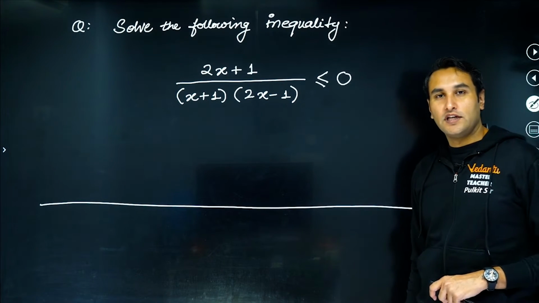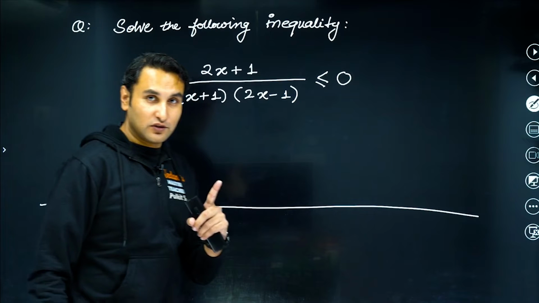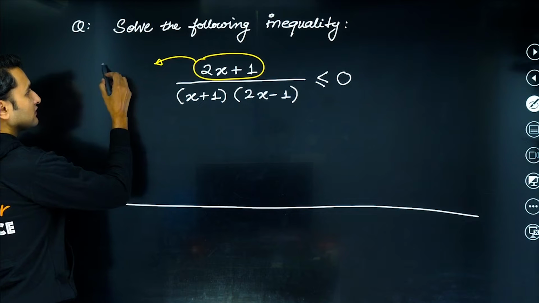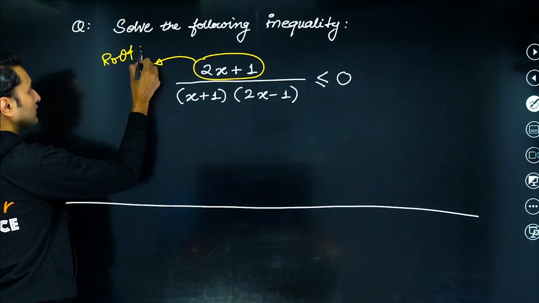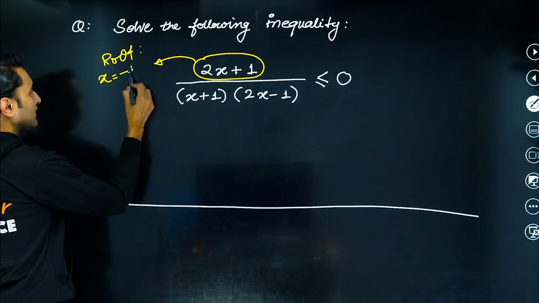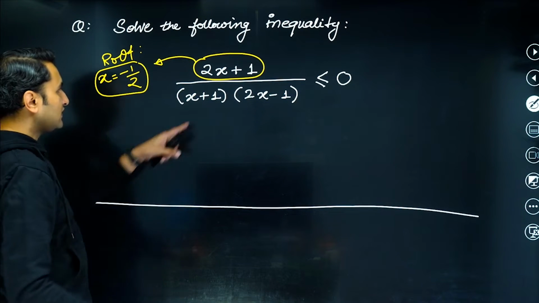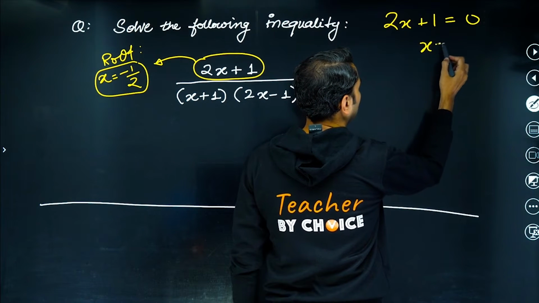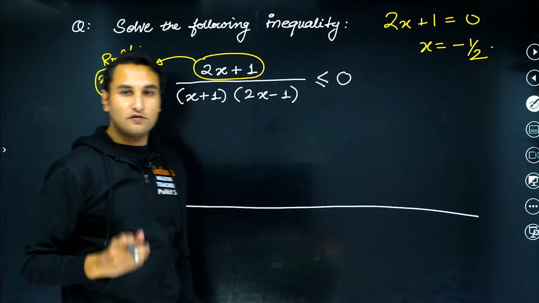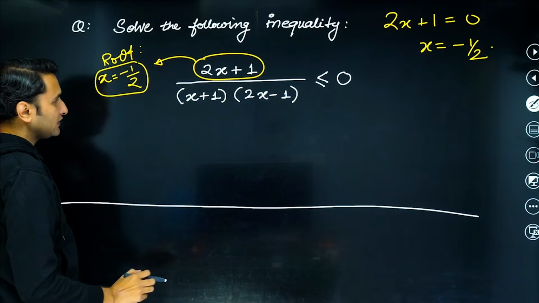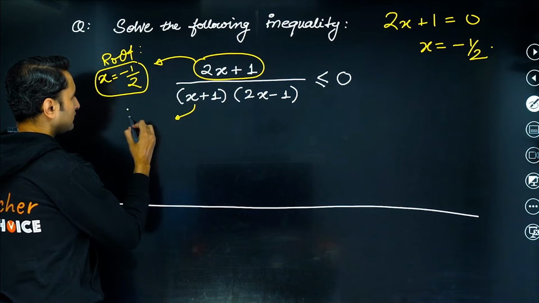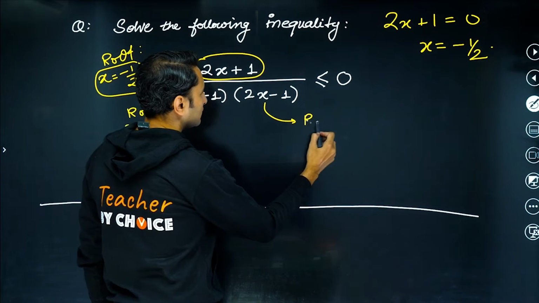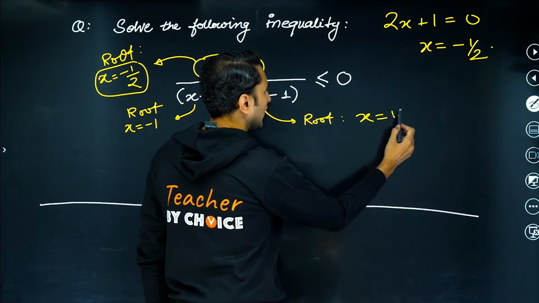Step 2. All the zeros, all the roots. What is its root? x is equal to minus half. When is this equal to 0? 2x plus 1 equal to 0. x is equal to minus half is the root. So first root minus half, its root minus 1, and its root, similarly, x is equal to half.